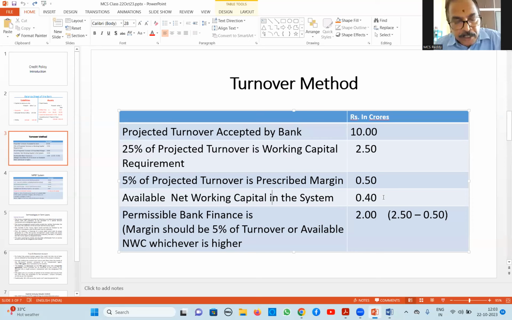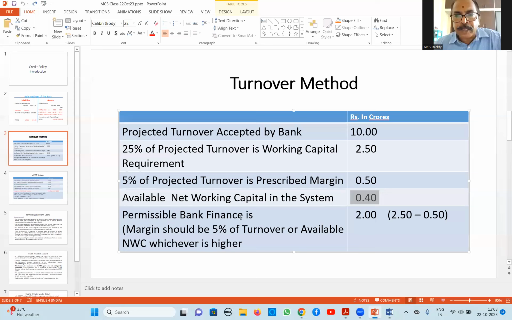Why is it mentioned here? Suppose available net working capital is more than the prescribed margin of 5%, then that will be deducted instead. I will tell you for understanding purposes. Now we keep this aside, and only come up to this point. So projected turnover is 10 crores. 25% of projected turnover is the working capital requirement, and 5% is margin. So your 0.5 is the margin.